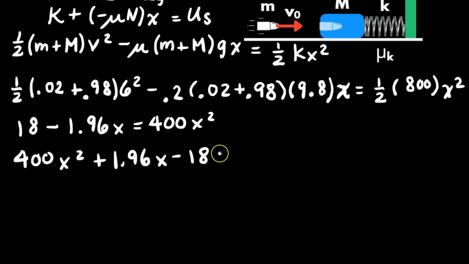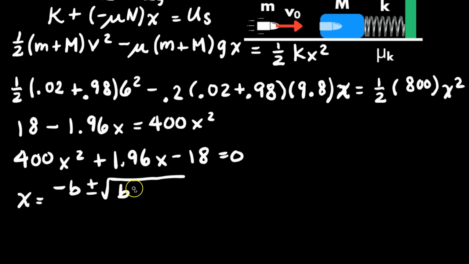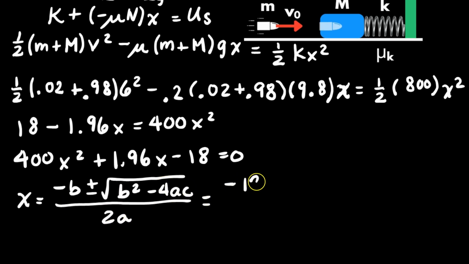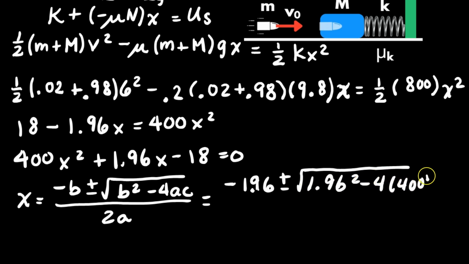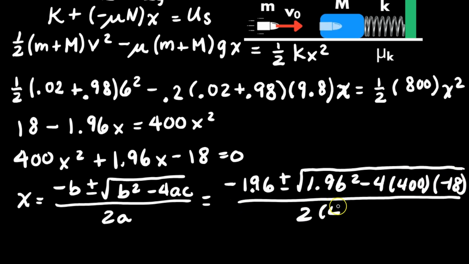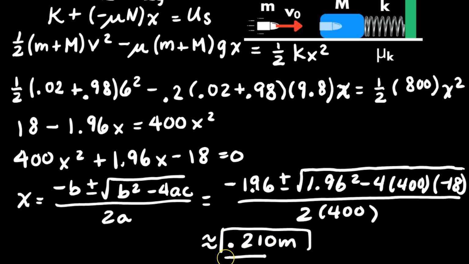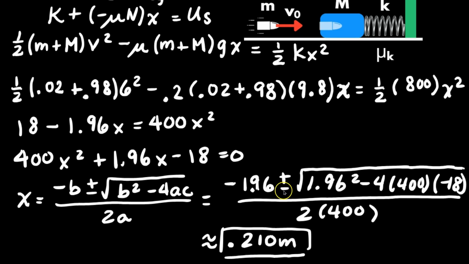To use the quadratic equation, we're going to move everything to one side and set that equal to 0. The quadratic equation is x equals negative b plus or minus the square root of b squared minus 4ac, divided by 2a. We substitute our numbers and get negative 1.96 plus or minus the square root of 1.96 squared minus 4 times 400 times negative 18, divided by 2 times 400. Now we do want a positive number for our compression, and so we're going to use the positive here, and we get approximately 0.210 meters.